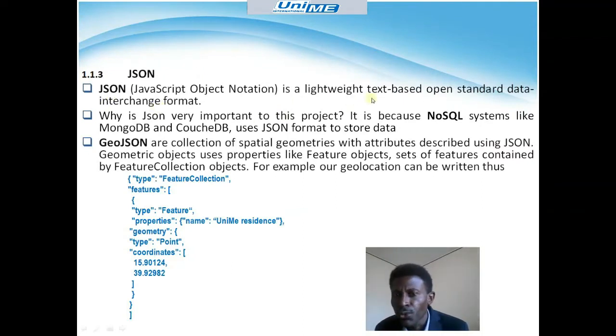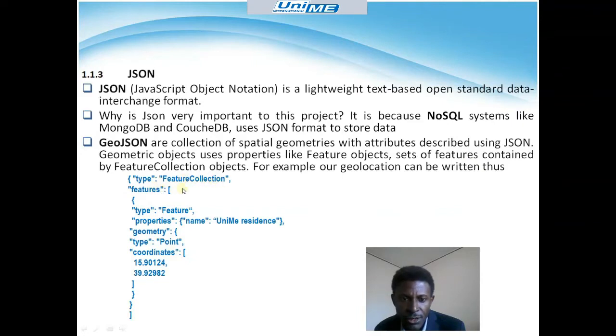JSON. It's a lightweight text-based open standard data interchange format. Why is JSON very important to this project? It is because NoSQL systems like MongoDB and even CouchDB use JSON formats to store data. We dealt with GeoJSON data, which is a collection of geometries and its attributes described using JSON. Look at a sample of how it looks.